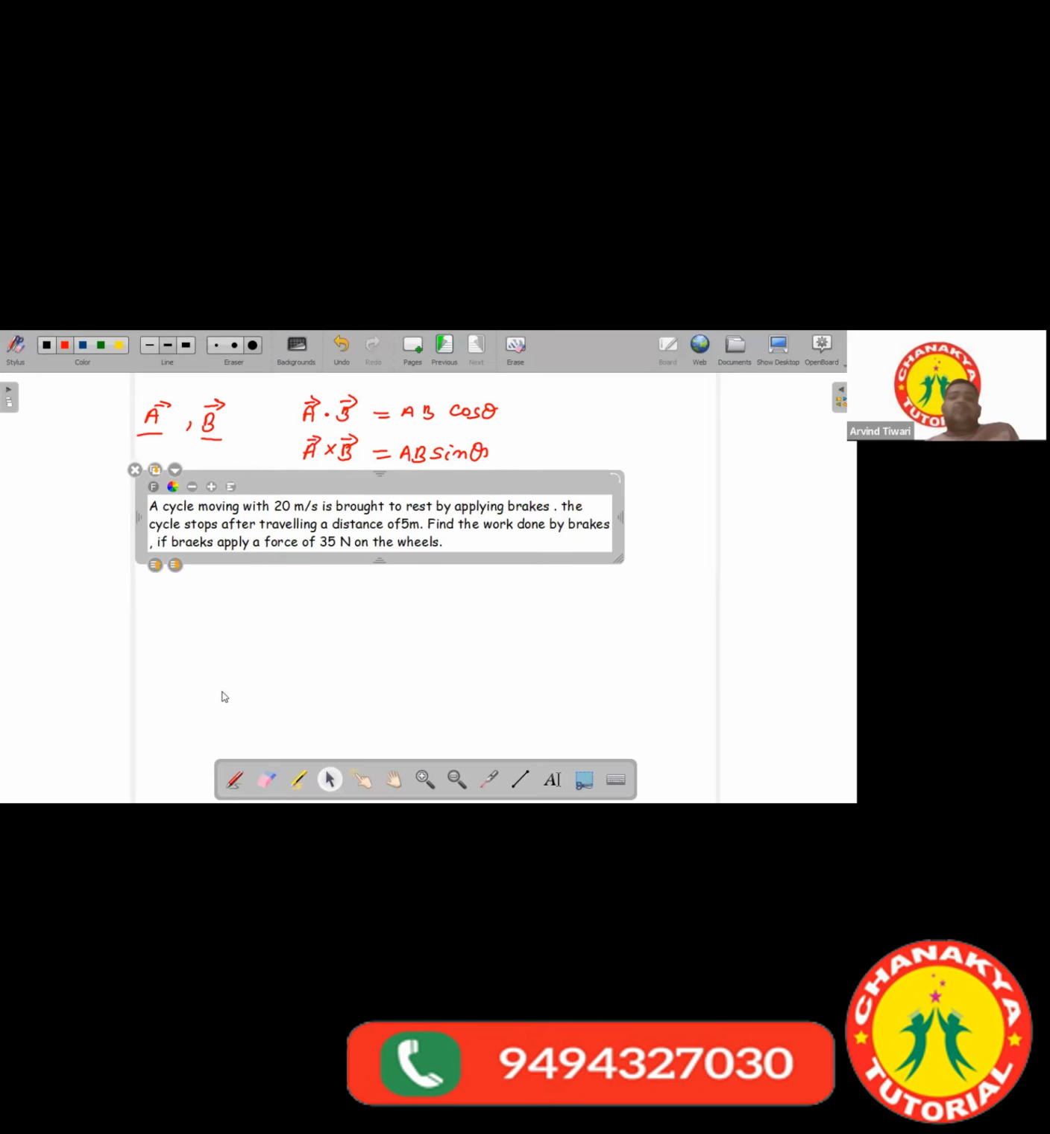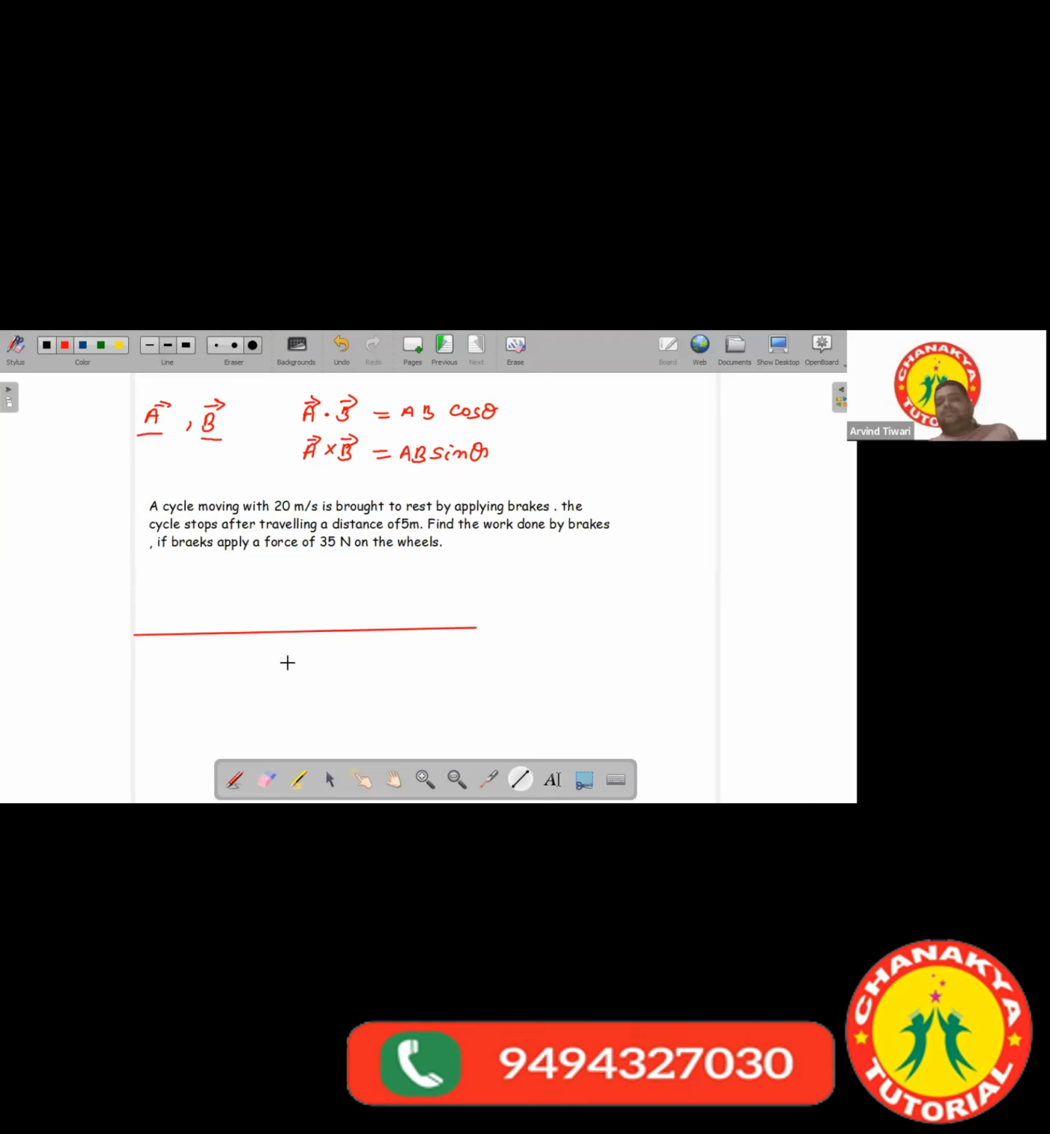Okay, let us try to understand this. The question is pretty simple. You are given the force, you are given the displacement, right? So what is the force applied by the brakes? The force is given as 35 Newton and the displacement here is given as 5 meters. So I can clearly find out the work done.